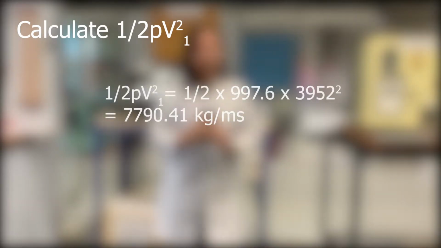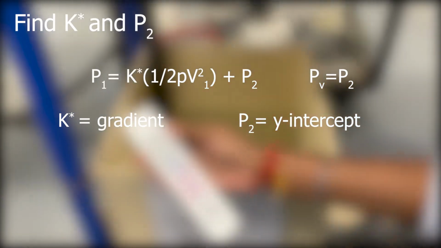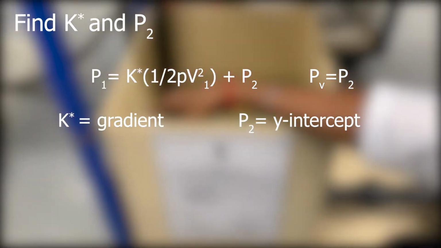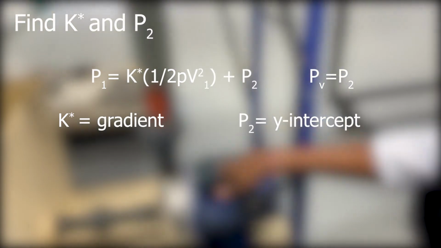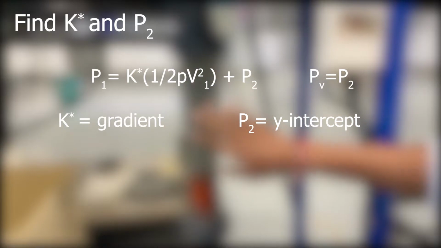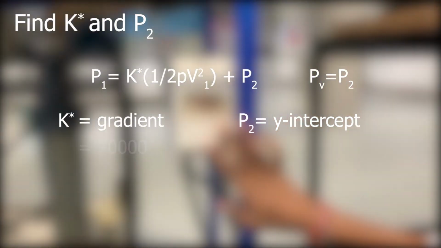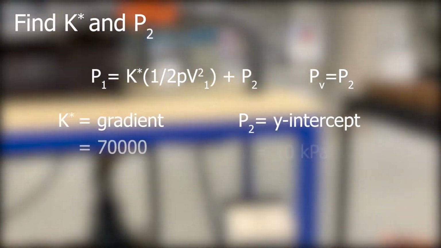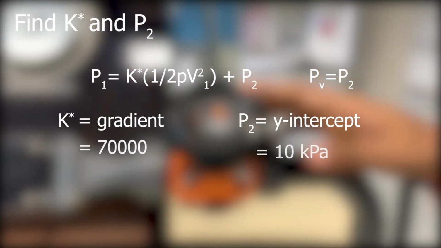Then we can find the value of the resistance coefficient and vapor pressure, or P2, by plotting a graph based on the linear equation P1 equals K star times 1 over 2 rho V1 squared plus PV, where K star is the gradient and PV is the y-intercept. As for rho, the density of the liquid at 23 degrees Celsius is 997.6 kg per cubic meter. After plotting the graph, we can see that the value of K star is 70,000 and the value of vapor pressure, or PV, is 10 kilopascal.